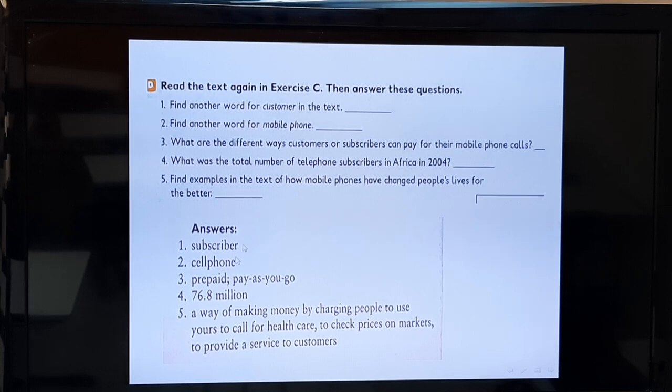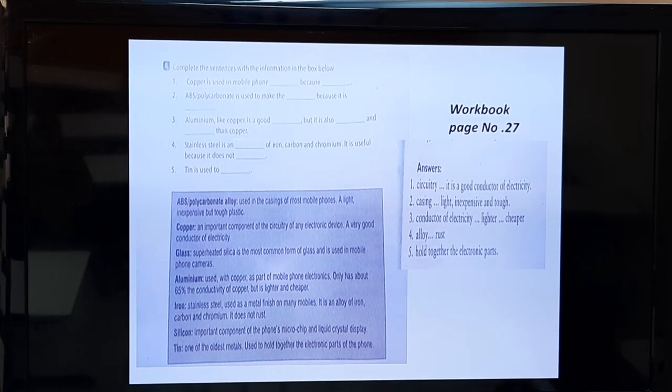The answer for exercise number 5: a way of making money by charging people to use your phone to call for healthcare, or check prices, etc. This exercise is under the text, page number 49 in your course book. Then the next page in your workbook, page number 27. This information about mobiles, these exercises and their answers, are very important.